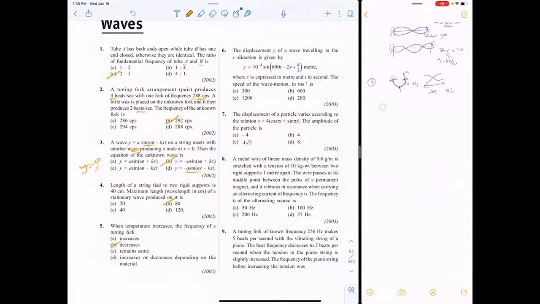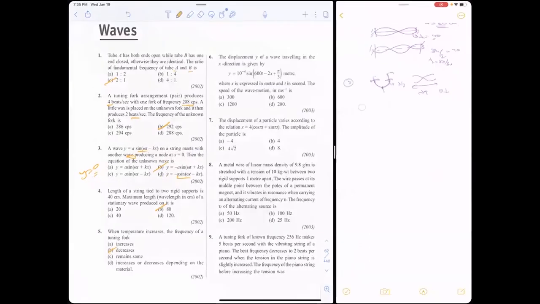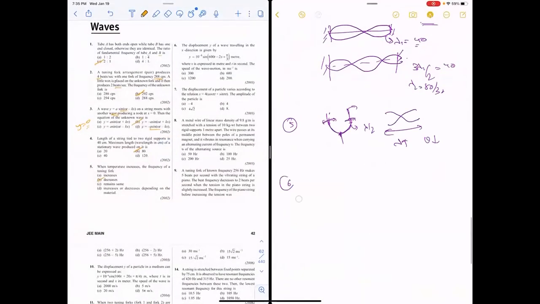So speed is omega by k. There are two velocities, particle velocity and wave velocity. So I'll just write it. Sixth one: y is equal to 10 power minus 4 sine (600t minus 2x plus pi by 3) meters.